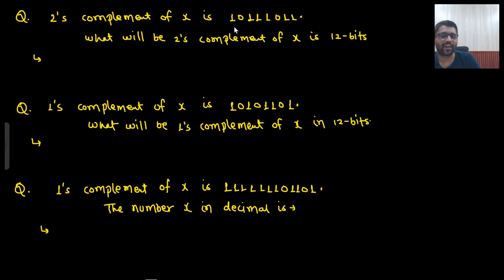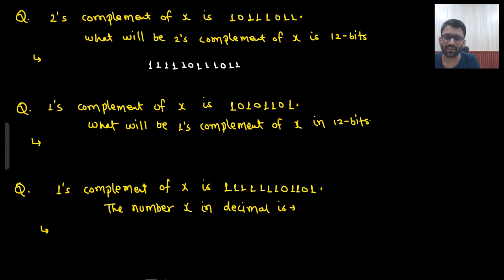So 2's complement of x is 1 0 1 1 0 0 1 1. What will be 2's complement of x in 12 bits? So what are these bits? 8 bits are there, rest all the number will be the same, 1 0 1 1 0 0 1 1. So this is the sign bit which is being repeated. So I repeated it 4 times.